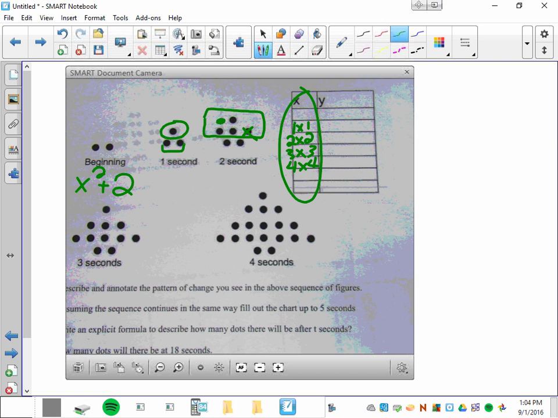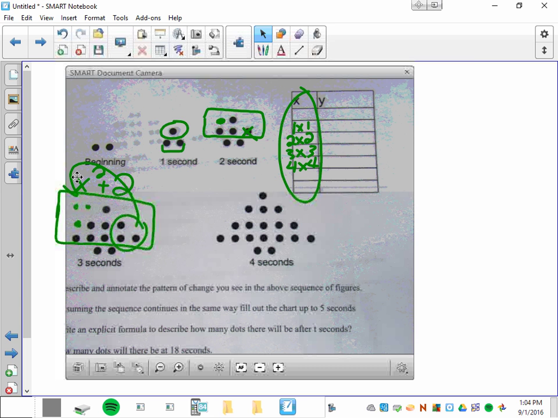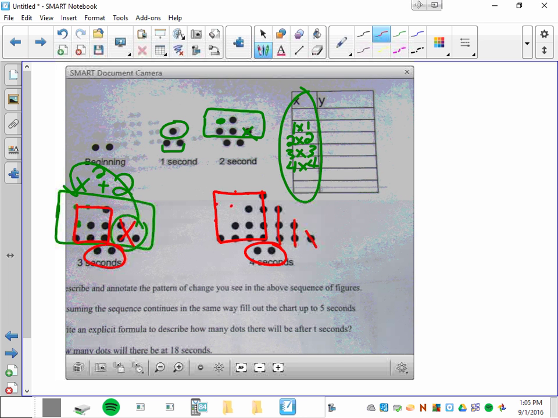And the same thing can be done in every other picture. If I move those 3 dots up here, they fill in the square perfectly. And we're left with a 3 by 3 square, so these are gone, plus 2 dots. And if I get rid of those and put them here, now I have a 4 by 4 square plus 2 dots. And maybe you see a different pattern, but that one's pretty common.